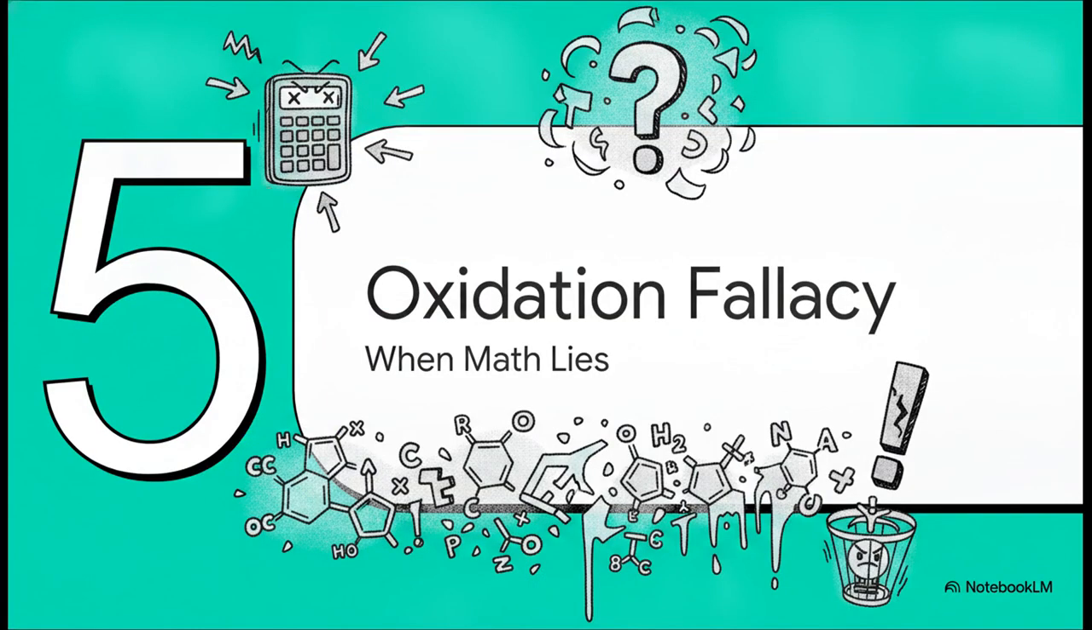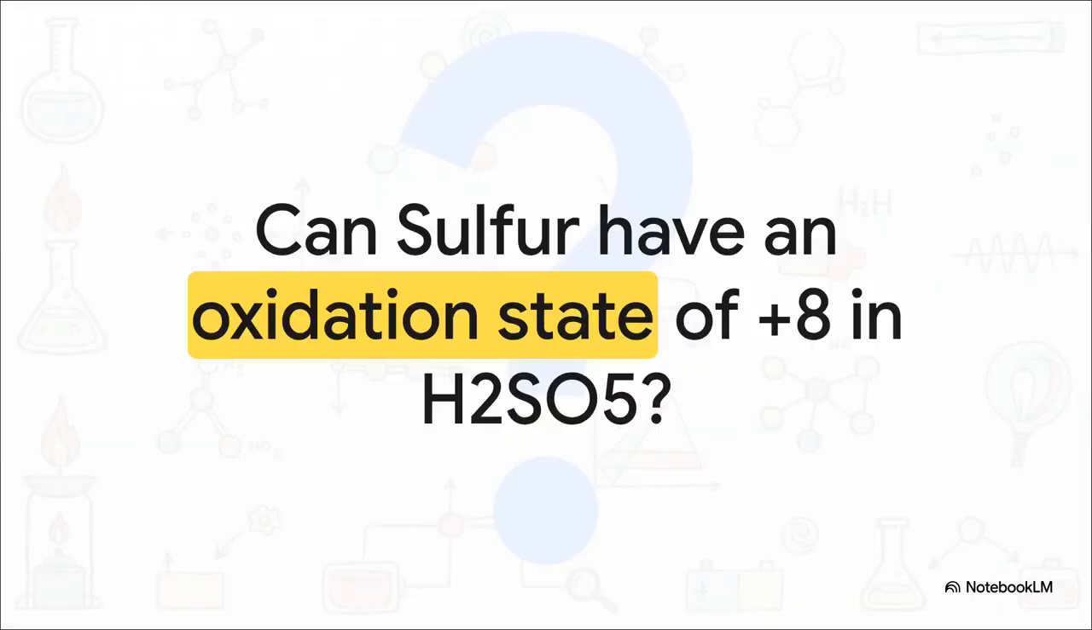Part 5. The oxidation number fallacy. Now for the absolute plot twist of this explainer. Up until now, we've relied pretty heavily on formulas, but we've reached a point where standard chemical math completely lies to us. Let's look at a classic puzzle, the compound H2SO5. If you crunch the standard oxidation numbers, meaning hydrogen is +1, oxygen is -2, the math boldly claims that sulfur must have an oxidation state of +8 to balance everything to 0.